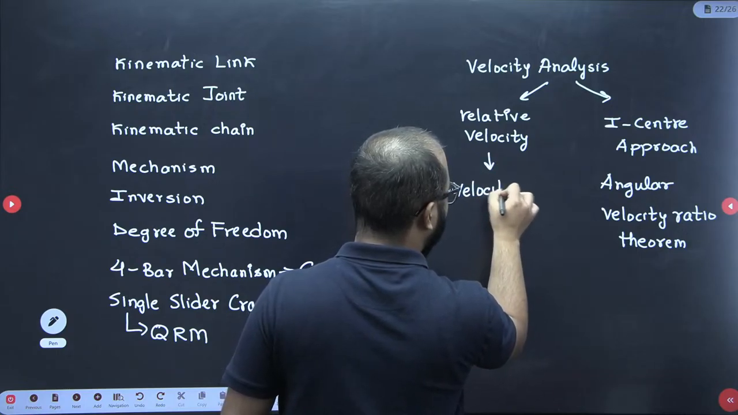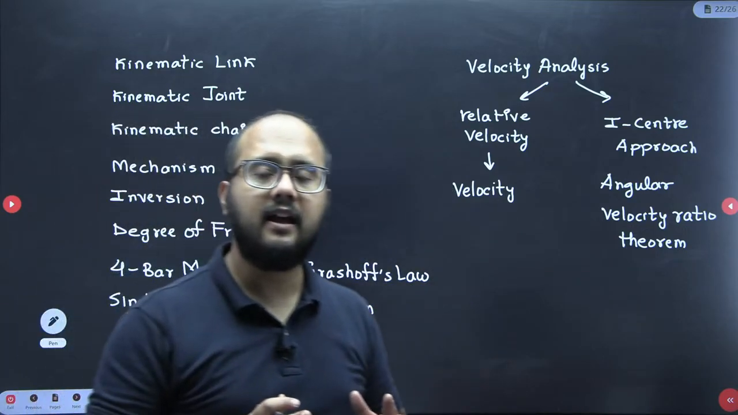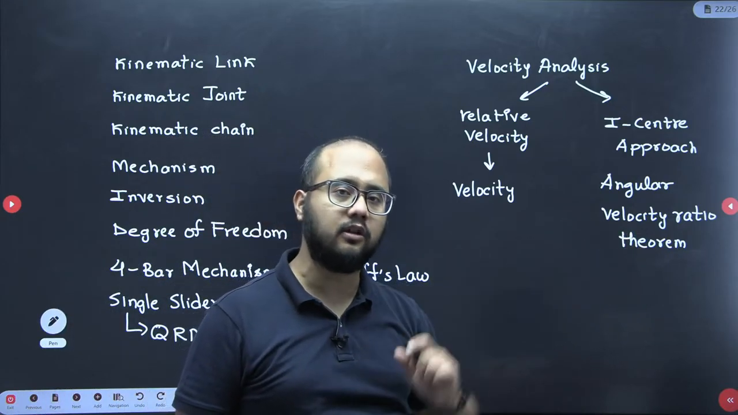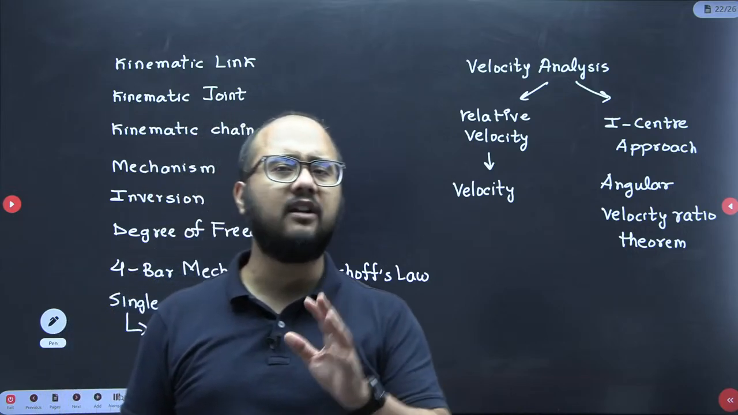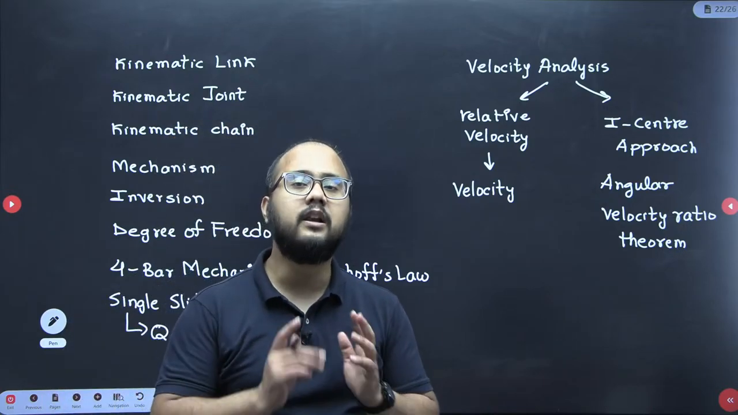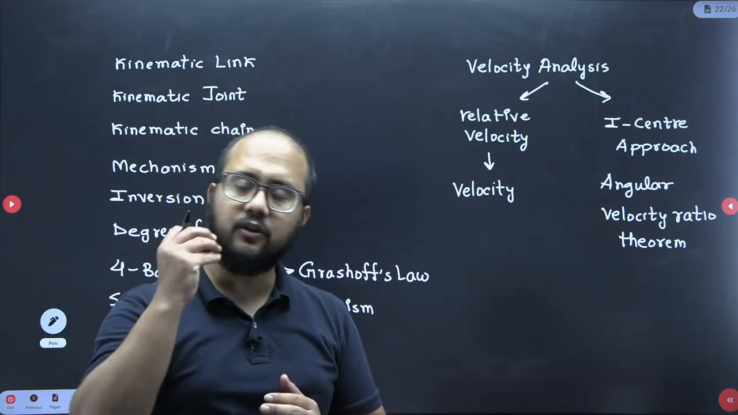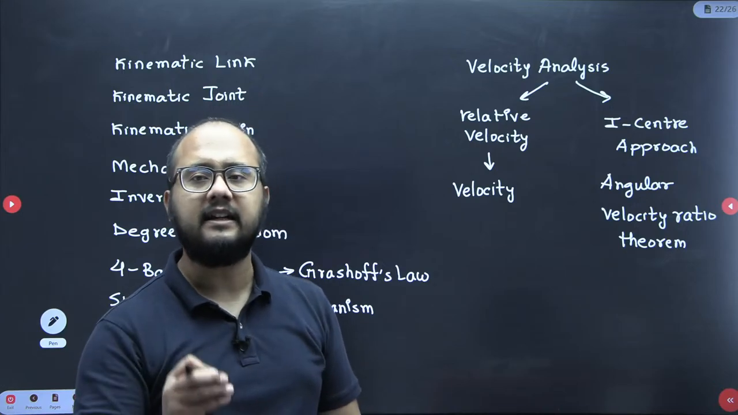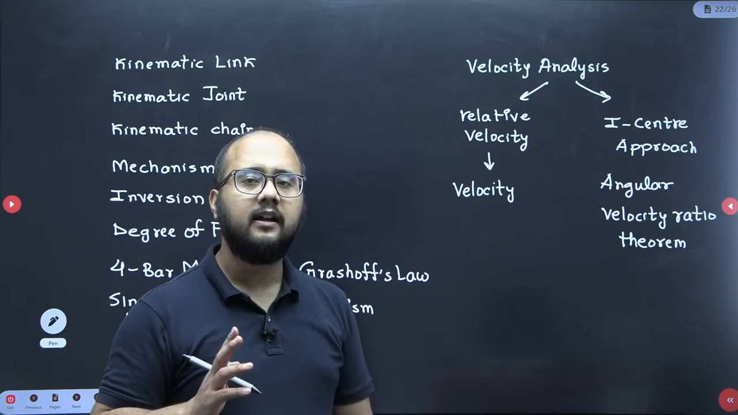And I have told you also, whichever method you are comfortable with, that method you should be using. But as a suggestion from my side, I will definitely suggest using the angular velocity ratio theorem, because you will be taking very little time to solve a question. And only one point is very important, that is the location of I-centers. For that, you need some basic fundamental knowledge regarding the instantaneous center, how to locate it.